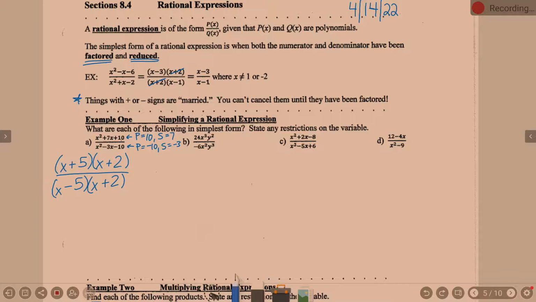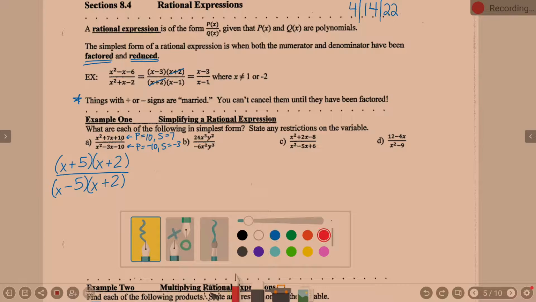And you can FOIL this out to check yourself, right? If you're thinking, oh man, I don't know, FOIL it out. There's x squared, there's plus 2x, there's minus 5x. Oh, 2 minus 5 is negative 3. And then there's your minus 10. Does anything cancel?